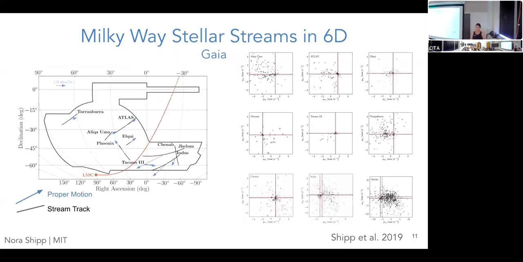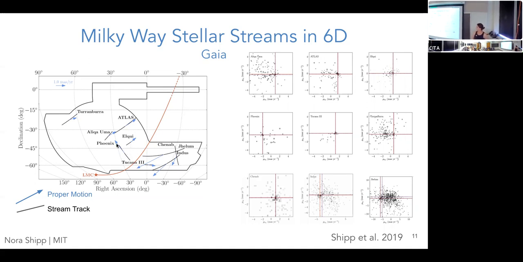Okay, so we were lucky that soon after we discovered these streams in DES, Gaia DR2 came out, so we've been able to measure the proper motions of most of the DES streams. And here, this figure on the left is summarizing some of these measurements. So this, again, is the DES footprint on the sky. The black lines are stream tracks. Blue arrows are the proper motions, the magnitude and direction of the proper motions, which is the motion along the sky.